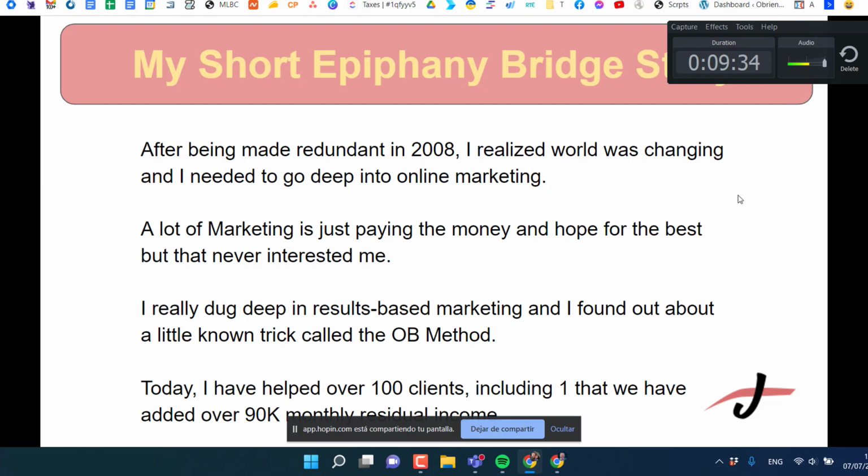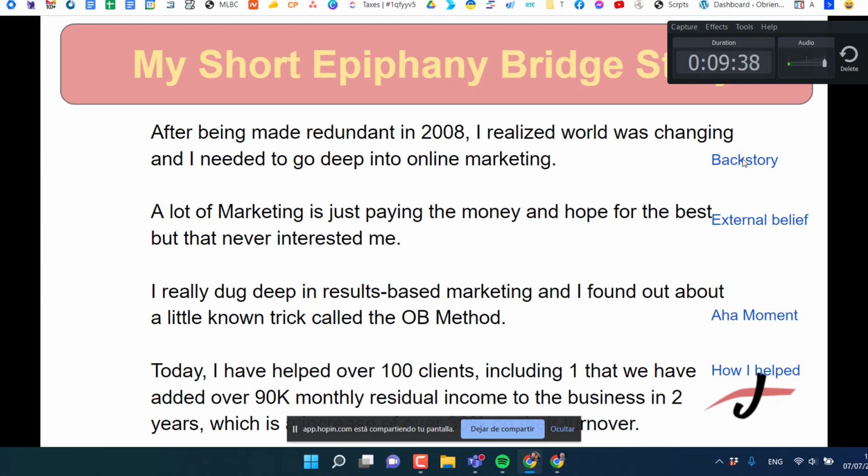Okay, now that's a short story. It doesn't cover all the headings, but look: backstory, external belief, aha moment, and how I help. So what I did when I was writing that, I had one of those pages. I filled out all the boxes. Some of them didn't seem to have much information. I really wanted a very short story, so I cut out the junk and cut it down to this. Basically, again, it's get it out of your head and edit.